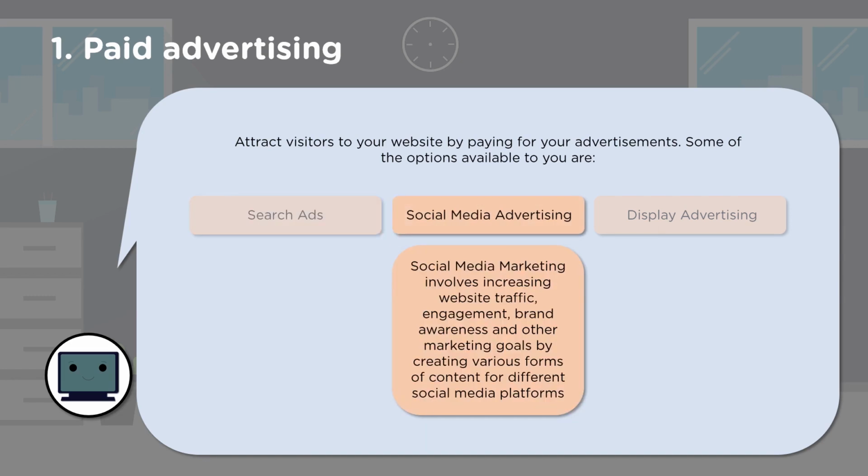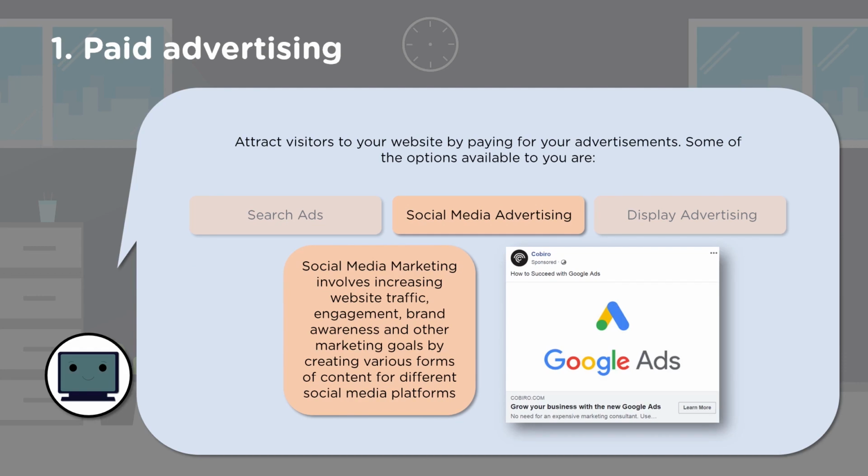Okay, the next is social. So social media marketing involves increasing traffic or engagement or brand awareness, so lots of different strategies. But instead of doing this on search, you're doing it on a social media platform. Okay, so for example, you can advertise on any particular platform. And the way you advertise could be with an image, it could be with a video. So in this case, you could see Cobrio is doing a sponsored ad here, how to succeed with Google Ads.